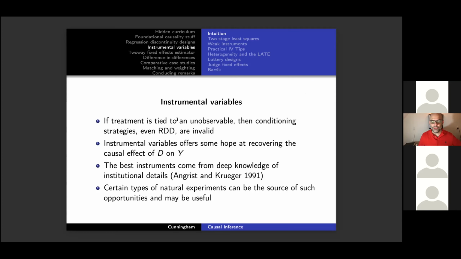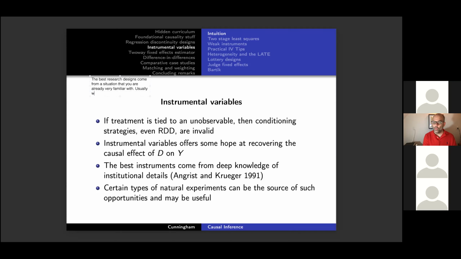All right. So instrumental variables offers a chance of recovering causal effects of some treatment on an outcome. And the best instruments typically are going to come from your deep knowledge of the institutional details of the thing that you're studying. Really, the best research designs, if I could just say this real quickly, come from a situation that you are already very familiar with.